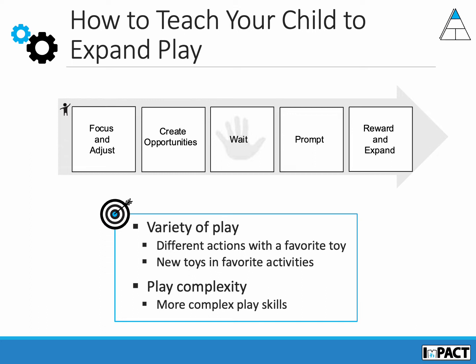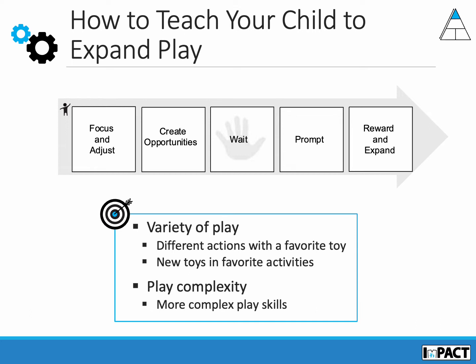After your child uses the new play skill, give a reward or praise and let your child play the way he or she wants. Remember to prompt a new play skill only about 1/3 of the time to make sure your child stays in the lead. The rest of the time, continue to respond to your child's spontaneous play. You can increase both the variety and the complexity of your child's play skills.